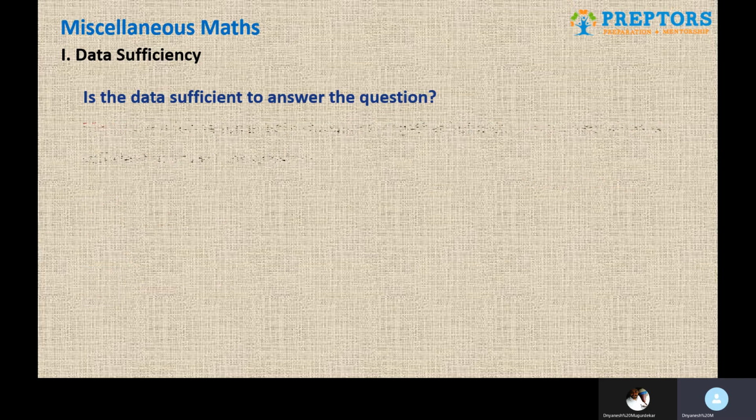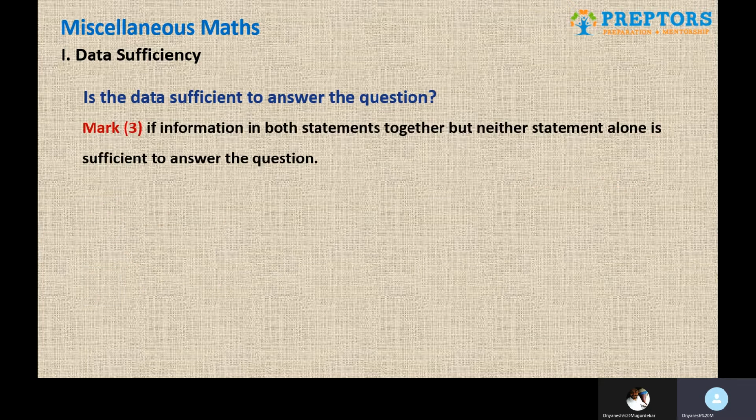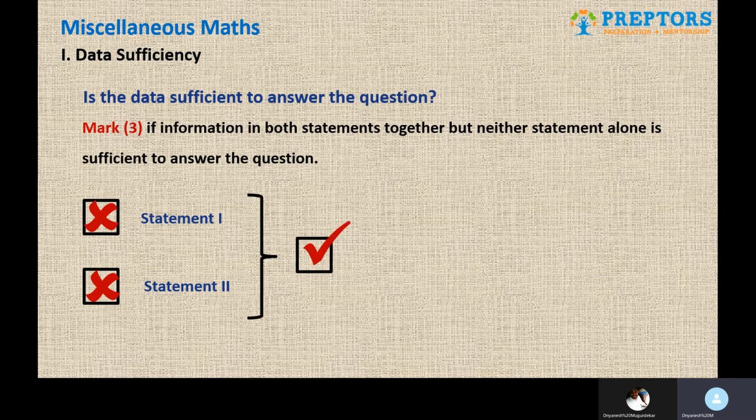Then you would mark 3 if both the statements together will give you the answer. So 1 alone doesn't give you the answer, 2 alone also doesn't give you the answer. What are we going to do? We are going to combine them together, and if you get the answer after combining both of them together, you are going to mark answer option 3.